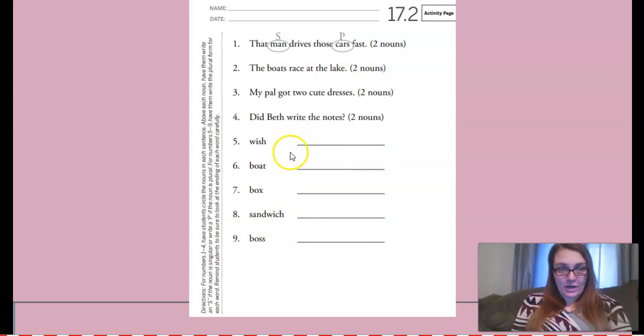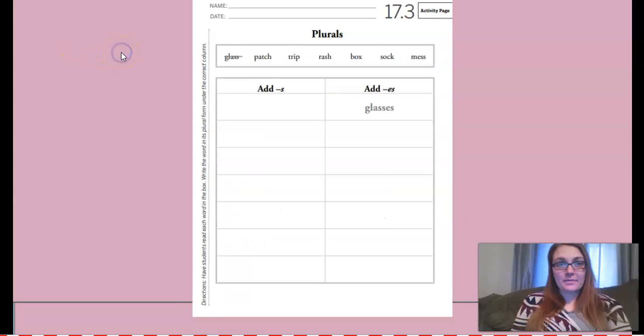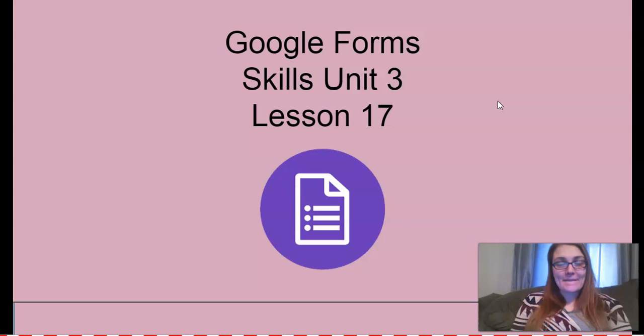And then for 5 through 9, you're going to write the plural form of the word, being careful of some words needing an ES, some just needing an S. You will continue this with 17.1, looking at the words, adding either an S or an ES, sorting the words out, like so. And if you don't have the sheet, you will do Google form for lesson 17.